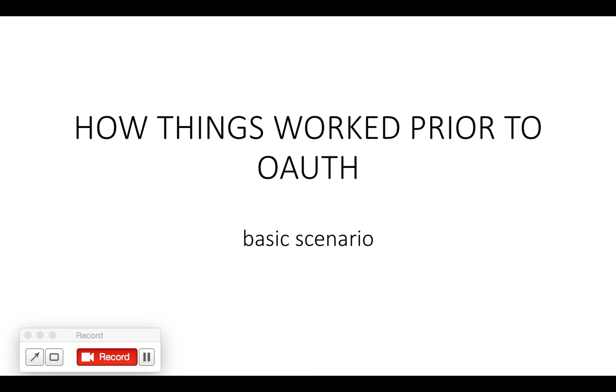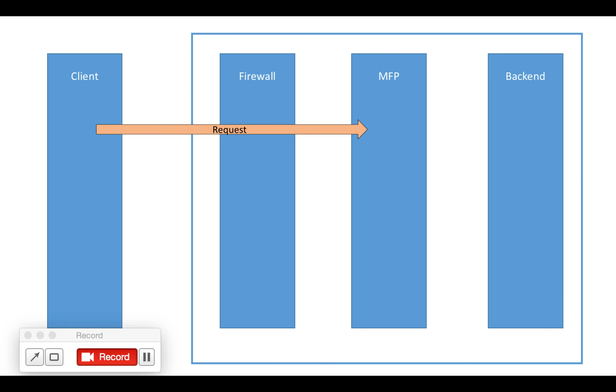So before auth, let's see the very basic scenario. You have a client, you have probably a firewall protecting your internal infrastructure, there is a MobileFirst Platform server, and there is some kind of backend that actually stores your data. The very basic scenario would be: your client makes a request to MobileFirst Platform. MobileFirst Platform detects that this request is not authorized yet, so it sends back challenges. Those challenges might include user authentication, device authentication, application authentication, multiple different challenges.